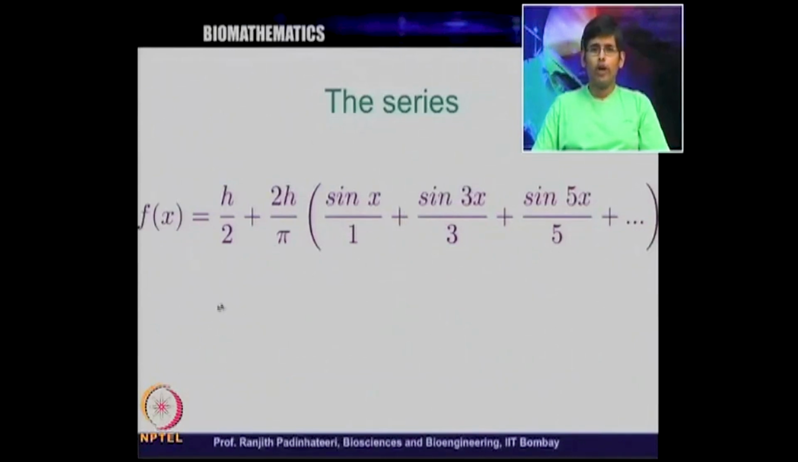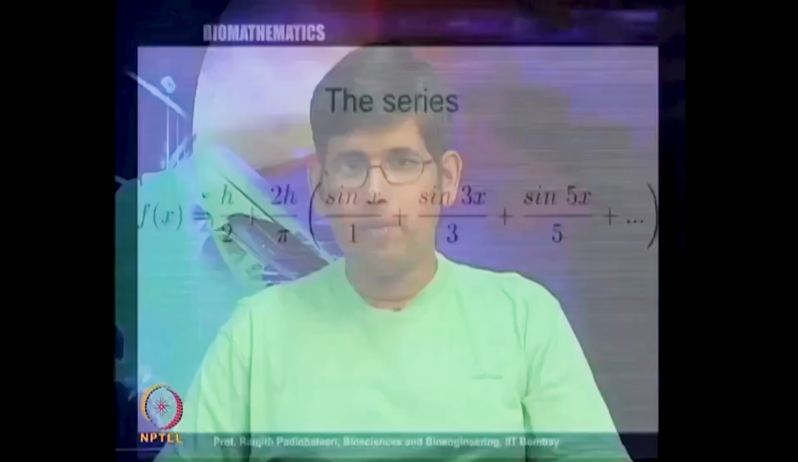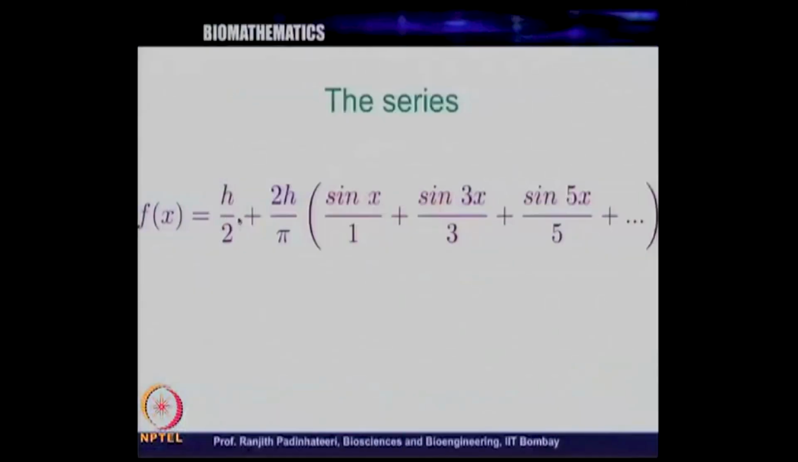So if you apply all this together, you end up with this series. So this should represent a square wave: h by 2 plus 2h by pi into sin x by 1 plus sin 3x by 3 plus sin 5x by 5, and so on and so forth, should give you a square wave. Do you think it will give a square wave? Let us check. Let us take, for simplicity, f of x as just the first term alone, which is h by 2. If you just plot h by 2, it is surely not a square wave.